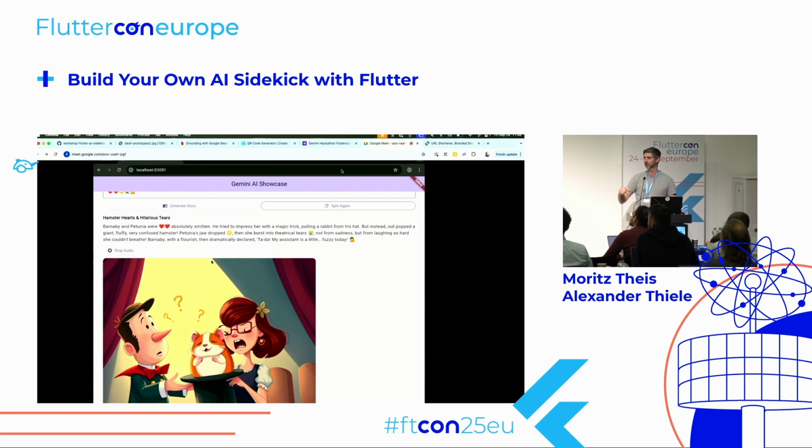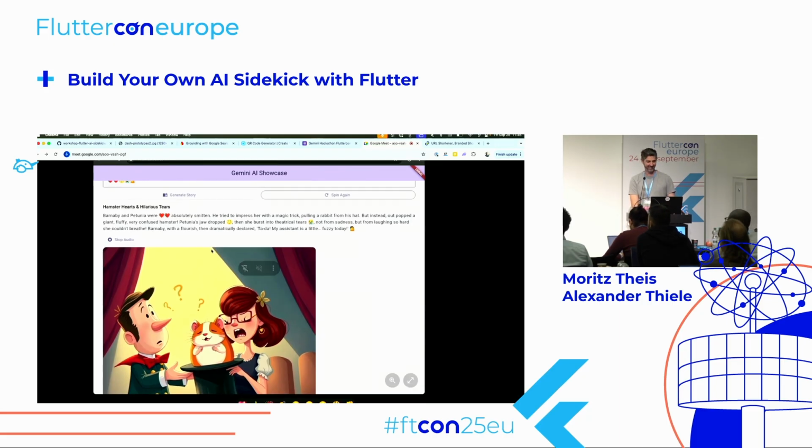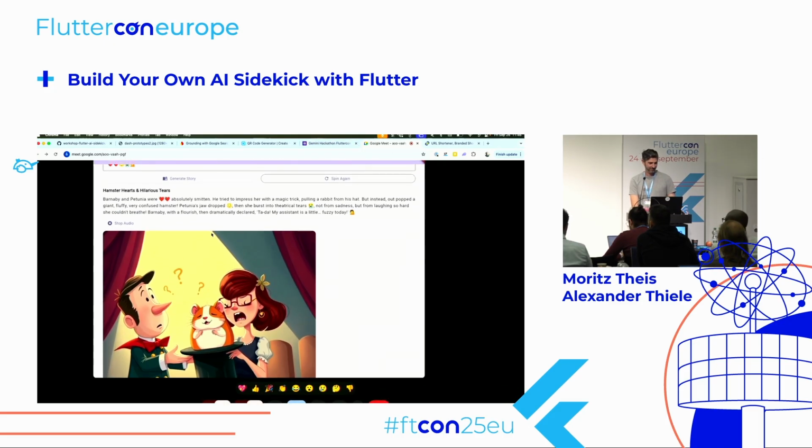He's just absolutely smitten. He tried to impress her with a magic trick, pulling a rabbit from his hat, but instead, out popped a giant, fluffy, very confused hamster. Junior's jaw dropped. Then she burst into theatrical tears, not from sadness, but from laughing so hard she couldn't breathe. Barnaby, with a flourish, then dramatically declared, "Ta-da! My ta-da is a little fuzzy today."